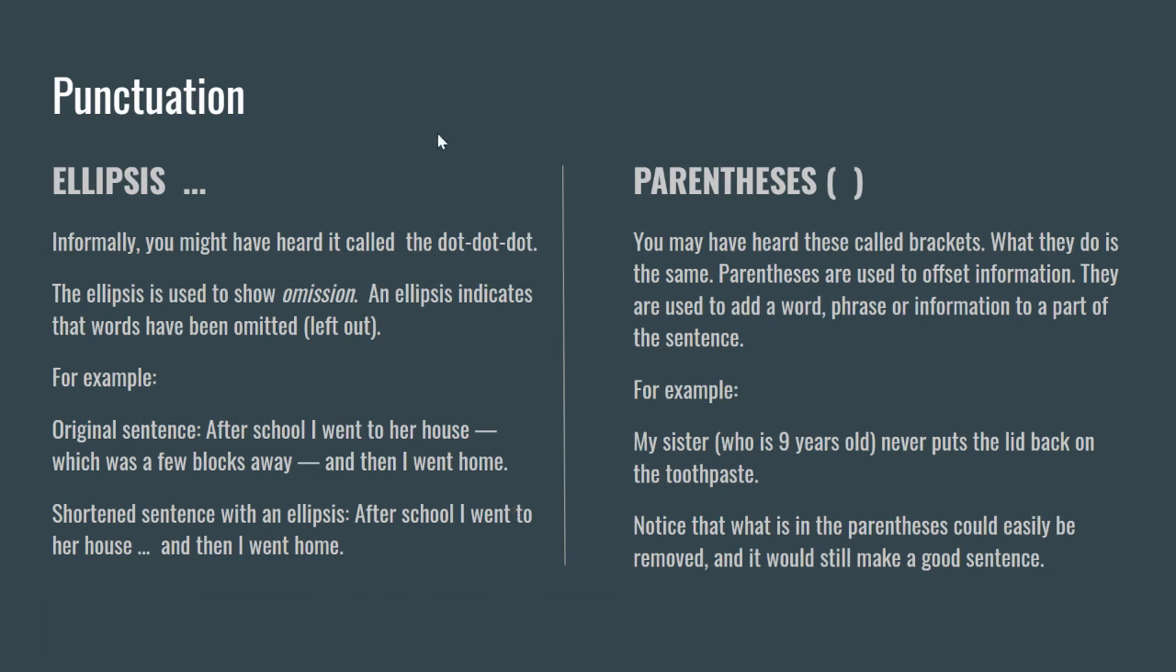So, last couple, the ellipsis. Informally, you might have heard it called the dot dot dot. The ellipsis is used to show omission. An ellipsis indicates that words have been omitted. They've been left out. They've been taken out.